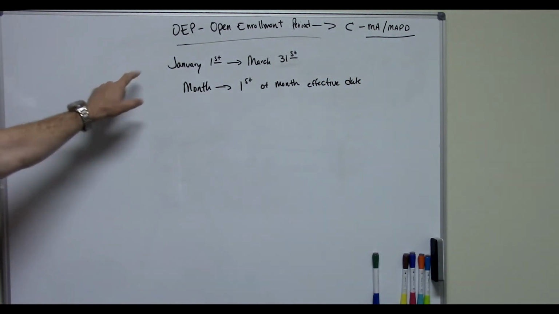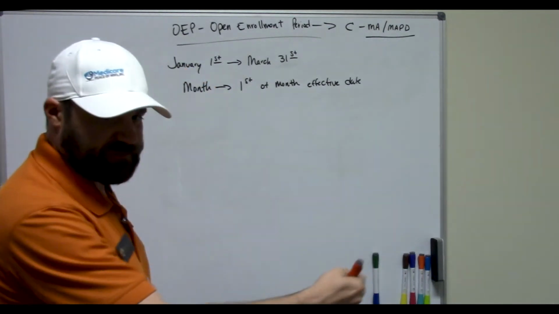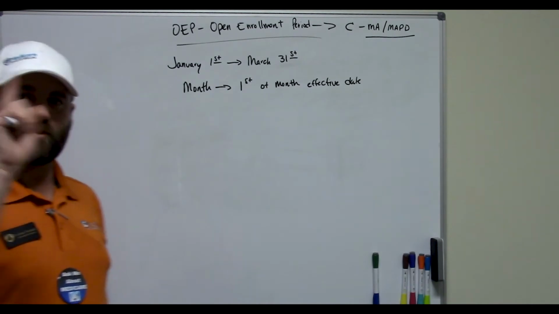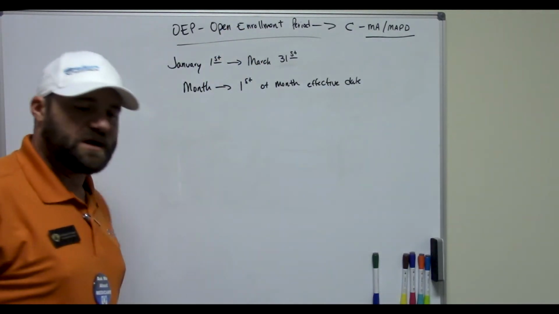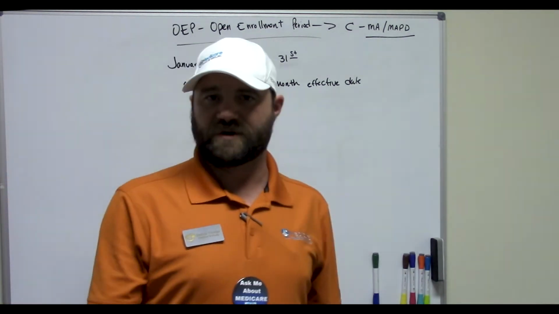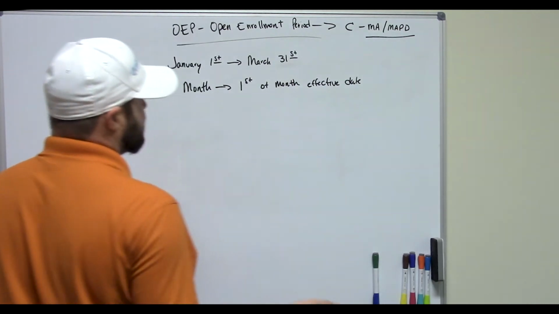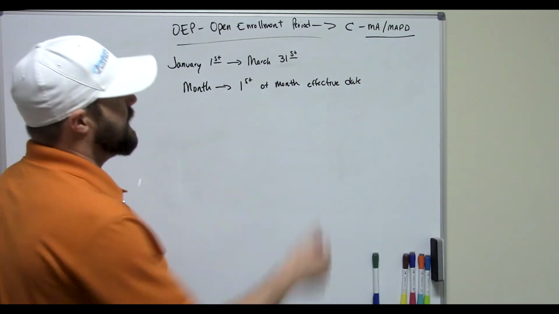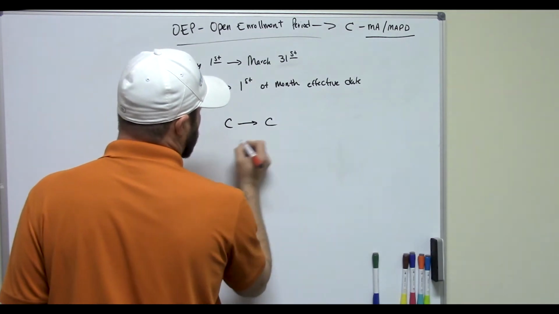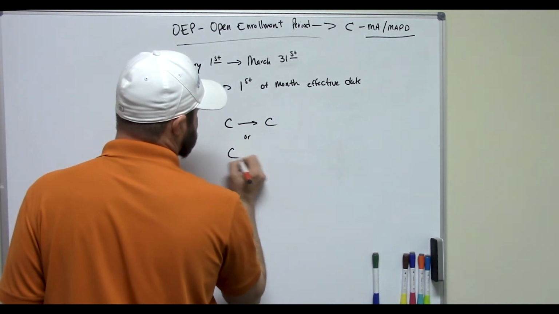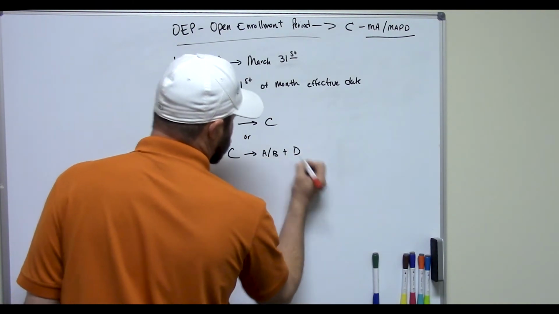So you have January 1st to March 31st. You enroll in January, it'll be a February 1st effective date. You enroll in February, same idea. This is a one-time election. It's not a multiple election. So if you use the OEP in January, you do not get another OEP in February or March. You've used it for the one time for that year. So you have one opportunity if you need to make one change, and you have to go from C to C, or C back to A and B plus a D.